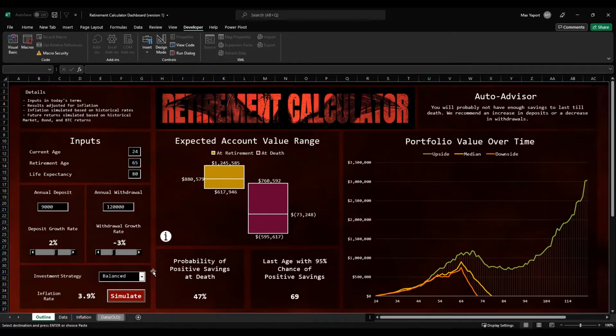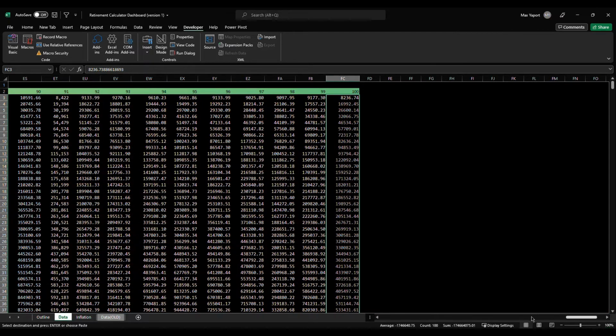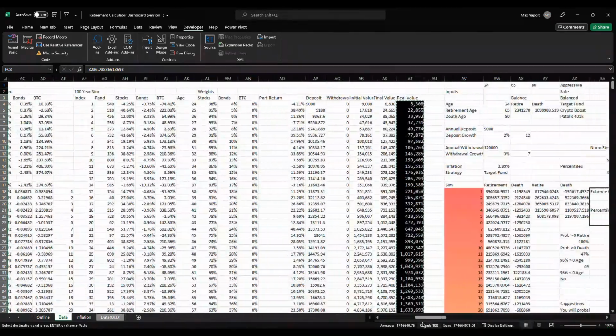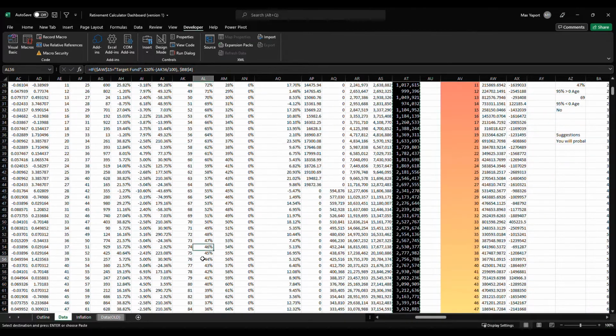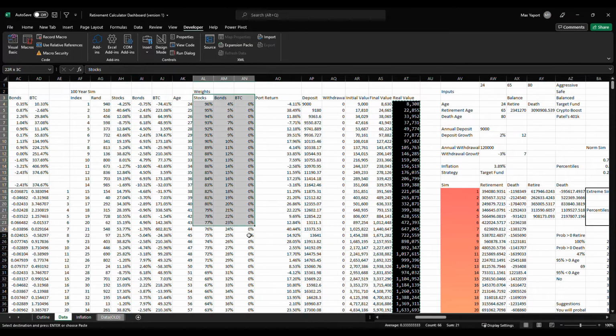So the strategies here include aggressive, which is about an 80% investment in the market with a 20% investment in bonds. Safe, which is about 70% in bonds, 30% in the market. Balanced, which is 60% market, 40% bonds. Target fund, which if selected will automatically readjust the allocation percentage every year based off the 120 minus T rule. As you can see here, these are the weights over time.